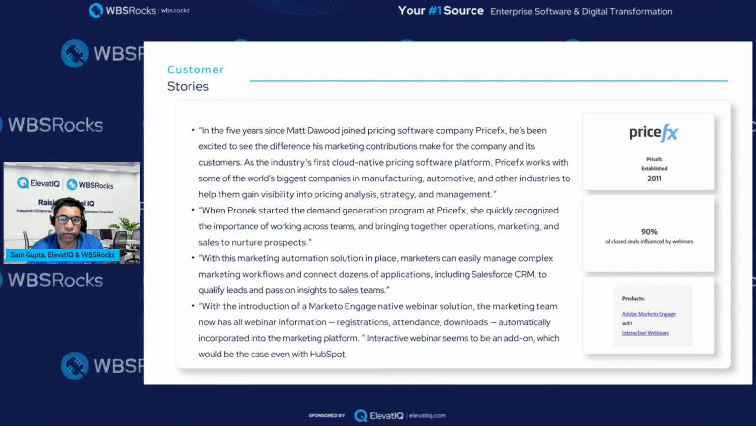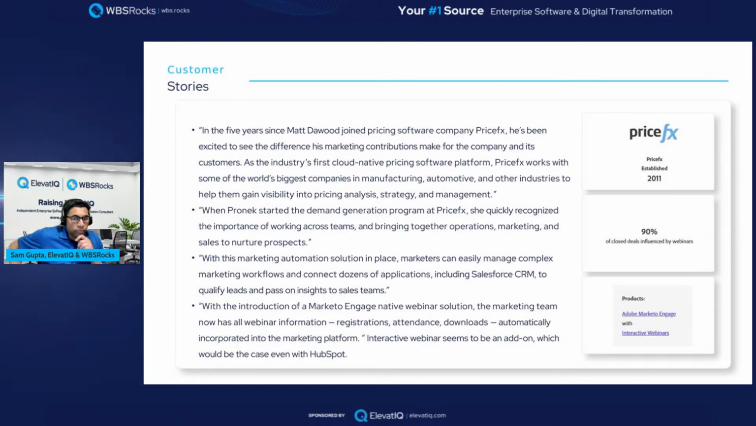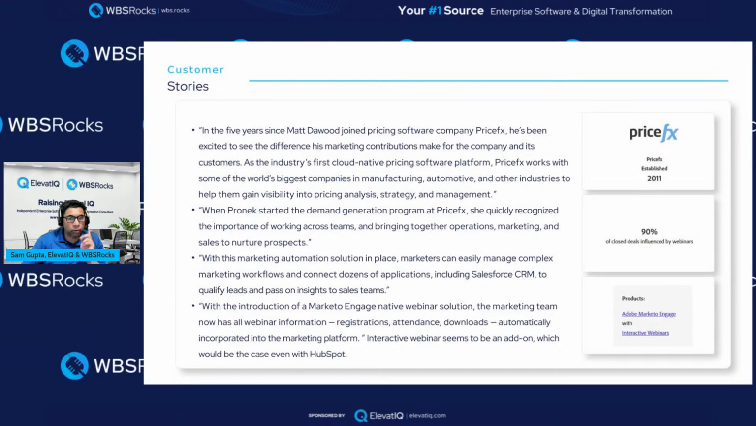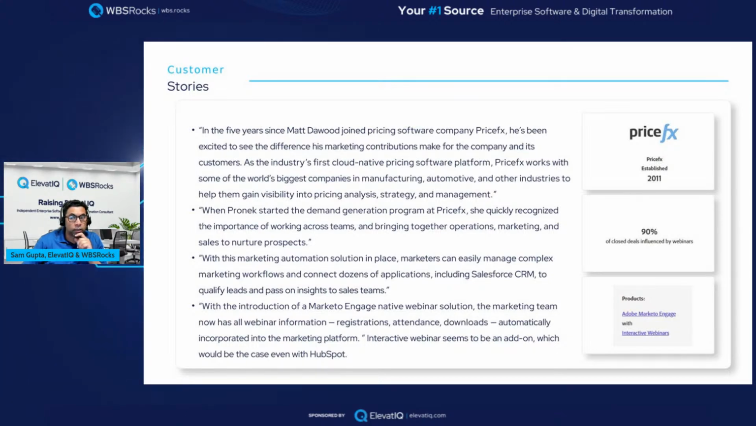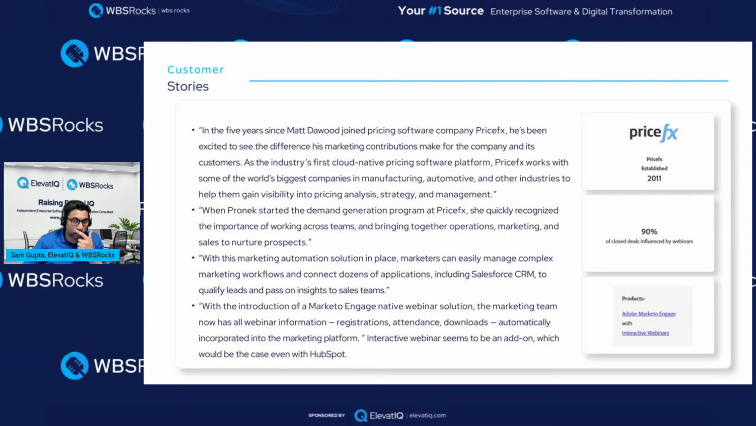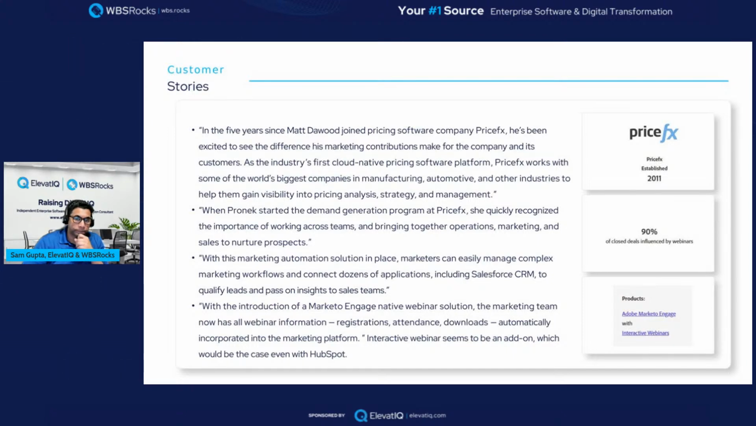With this marketing automation solution in place, marketers can easily manage complex marketing workflows and connect dozens of applications, including Salesforce CRM, to qualify leads and pass on insights to sales teams. So again, the integration aspect is mentioned, that they are probably using Salesforce CRM, which is probably going to be the most common scenario. With the introduction of Marketo Engage native webinar solution, they are saying native webinar solution, the marketing team now has all webinar information, and that's where the real power is going to be. If it is not native, then the integration might be trickier to manage in transferring the information with the traceability of information as well.